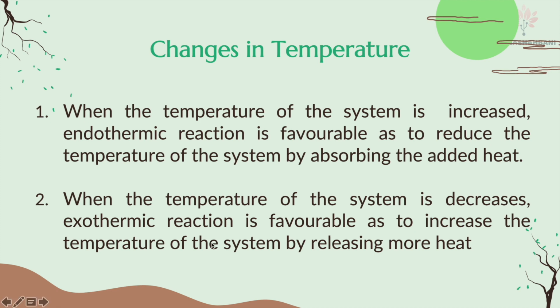So if the temperature increases, you need to absorb heat in order to balance again. When the temperature of the system is decreased, it's cooling down, and the exothermic reaction is favorable. Exo means release heat into the system. So when the temperature is decreased, the exothermic reaction is favorable to reach equilibrium again.